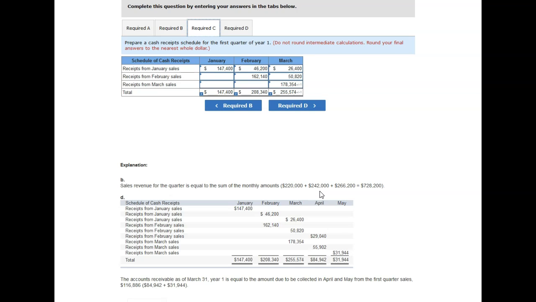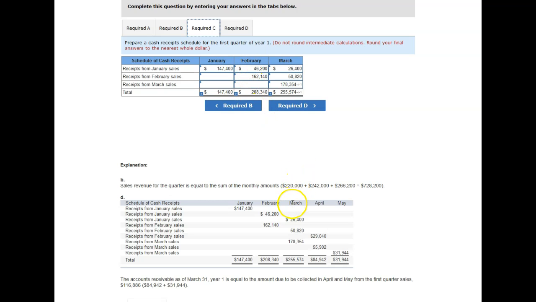Remember, when we have sales in a month, we're going to collect 67% of those sales in that month. So February sales, we're going to collect in cash 67% of this number, which is $162,140. That's all you're going to collect in February. You're collecting part of January sales and part of February sales in February.